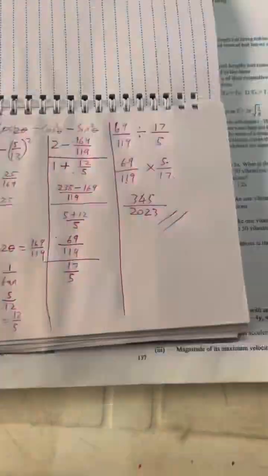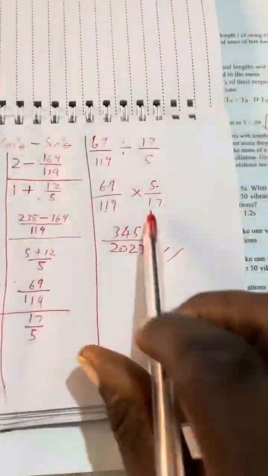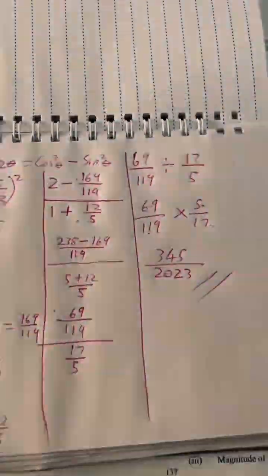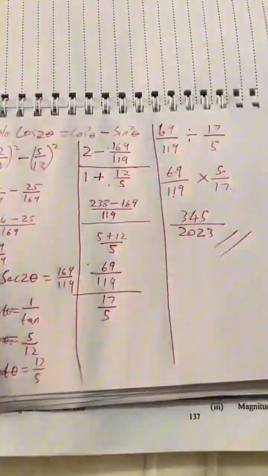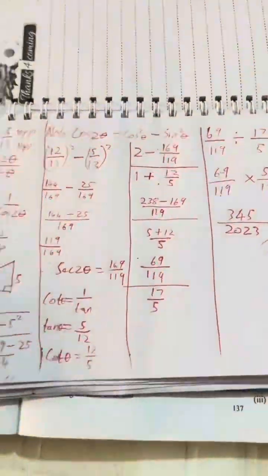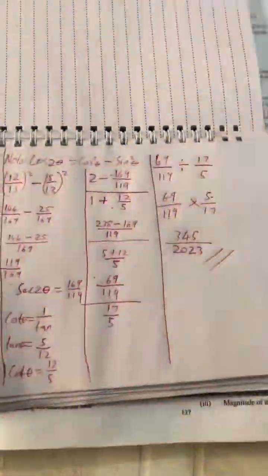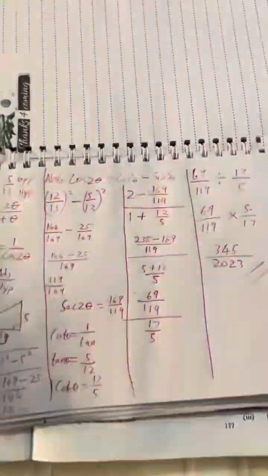So the answer is 345 over 2023. Do we have it in the options? Okay, it's not there. Unfortunately, we don't have it in any of the options. So there is no answer in the options, and I think there's an error somewhere. But anyway, you can try it and drop your answer.